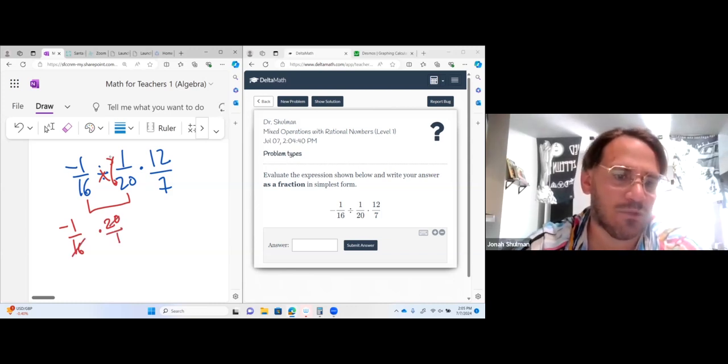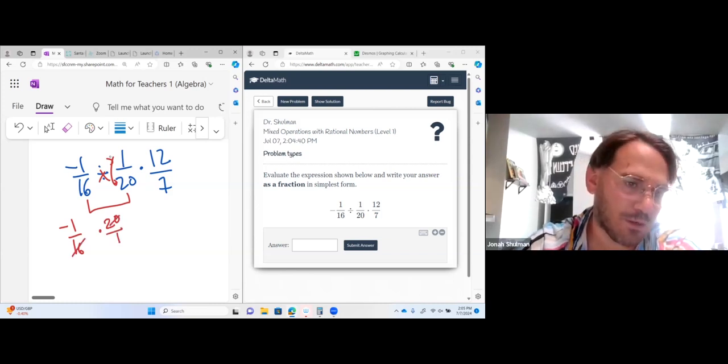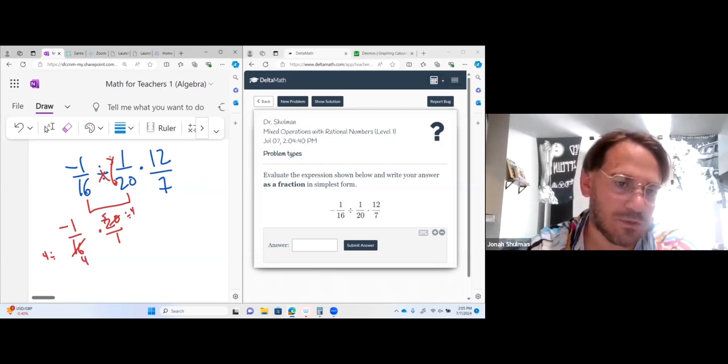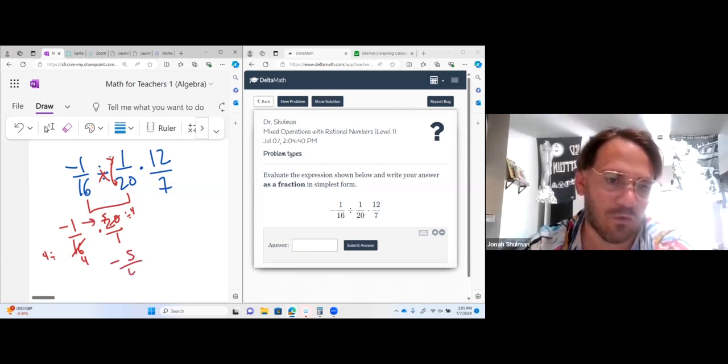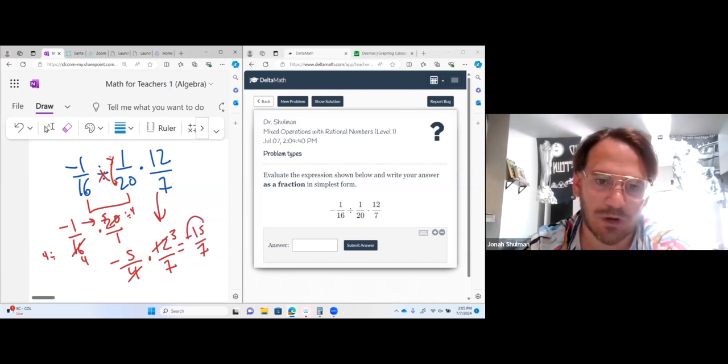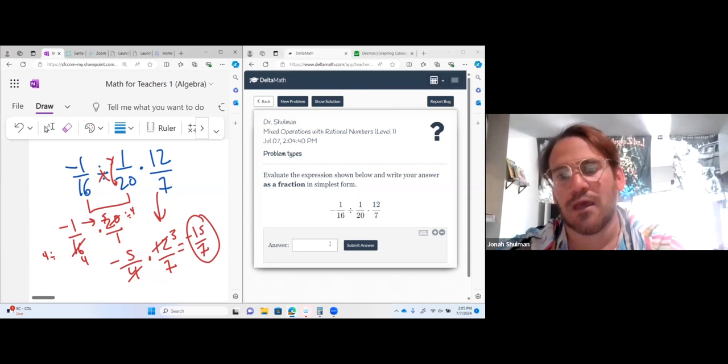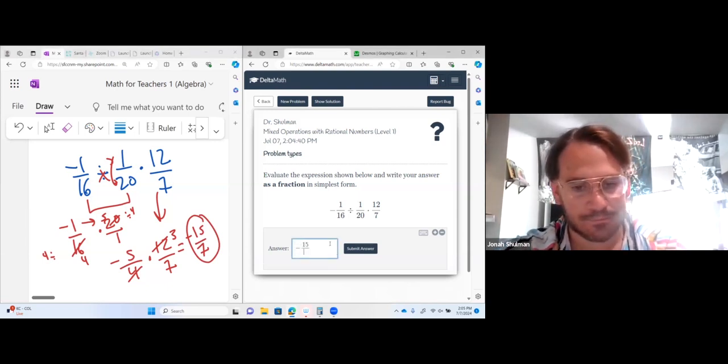Now these we can simplify. We can divide them both by 4. So this is really going to be a 4 and a 5. So it's -5, because -1 times 5 is -5, over 4 times 12/7. And I just bring down the other guy. These we can cancel. 4 goes into 12 3 times. Your final answer is -15/7. They want a fraction in simplest form. That's what I'm going to give them.